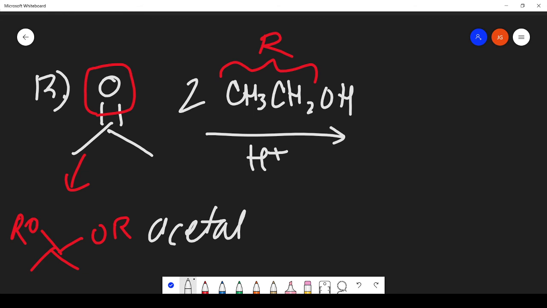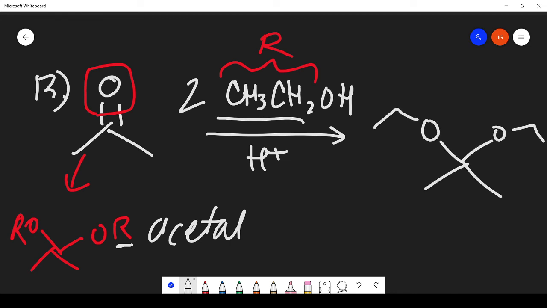So following this mechanism, this general formula, our R is CH3CH2, or a 2-carbon chain. So we're just going to add 2 carbons here. And that is our answer.